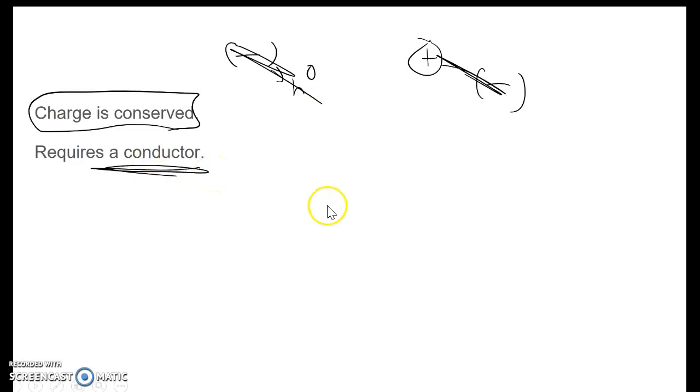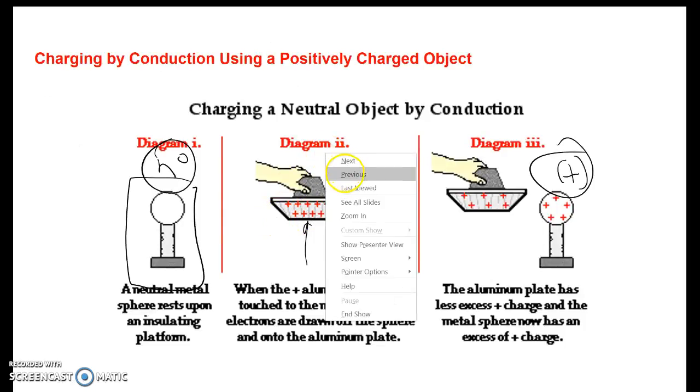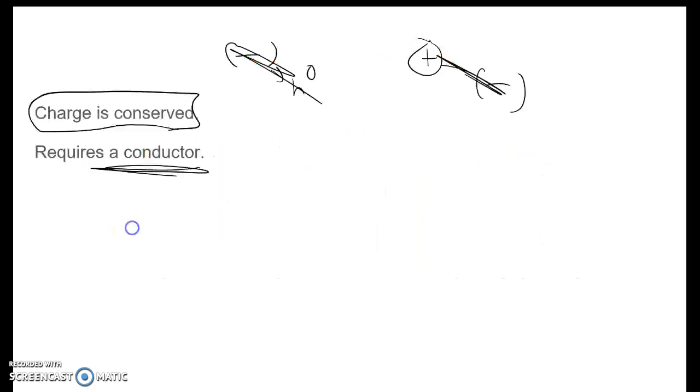So let's go back here and look. These objects in our examples, right? Aluminum pie plate, metal. Metal sphere, metal, are definitely conductors, okay? So just keep that in mind.